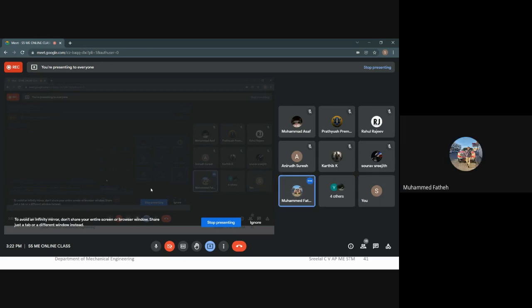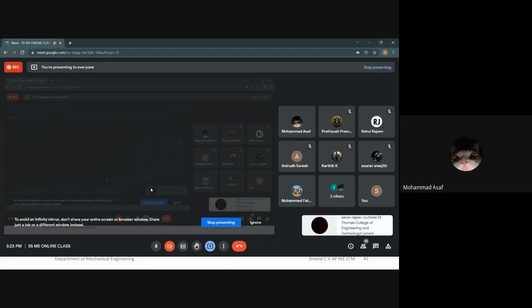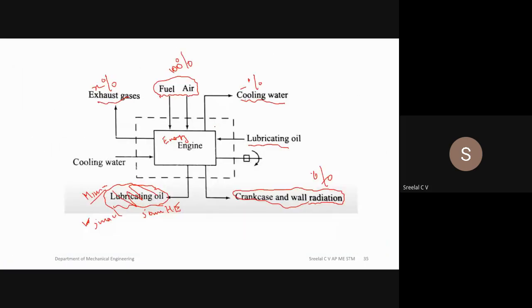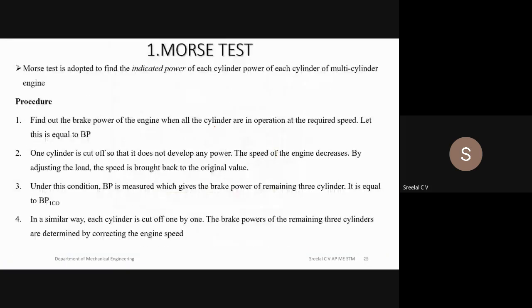Friction power of a multi-cylinder. Not frictional power, what is it? Indicated power, brake power. We are not finding the brake power. Actually, look here, we are finding the indicated power of each cylinder of a multi-cylinder engine.